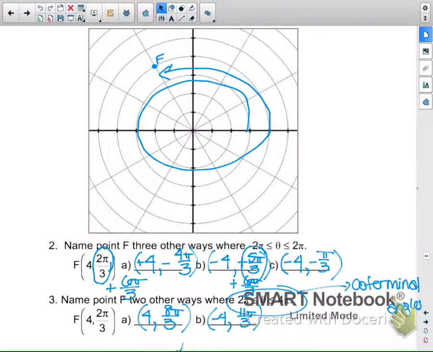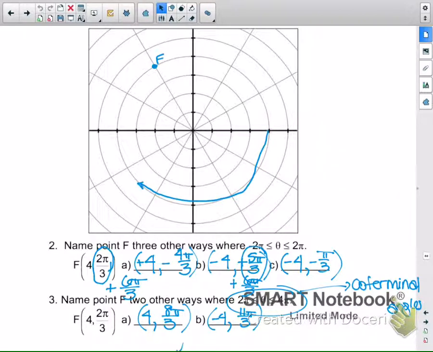All right, so now at your tables, we're going to do the same thing with point G. First, let's graph point G: 2.5, negative 3 pi over 4. So where do I go to get to negative 3 pi over 4? Backwards to right about here. And 2.5 in that direction would put me right about here. Right in a nice open space.